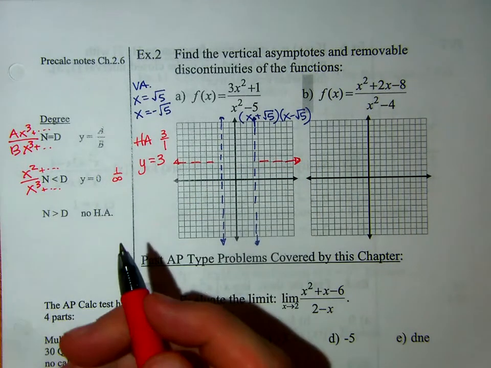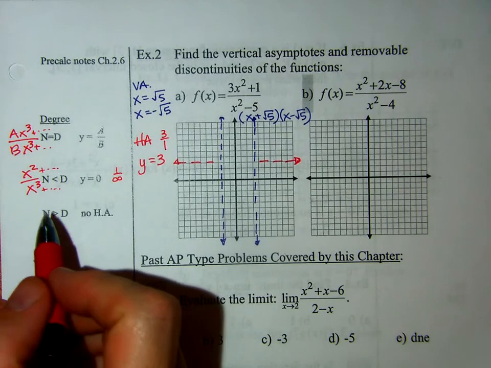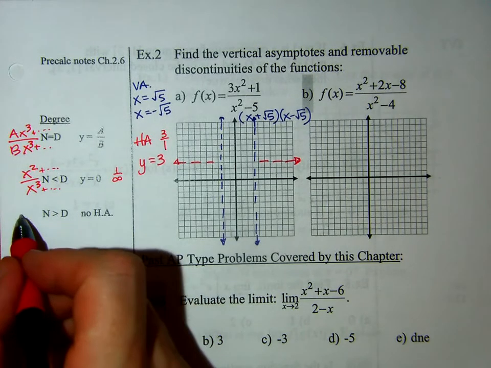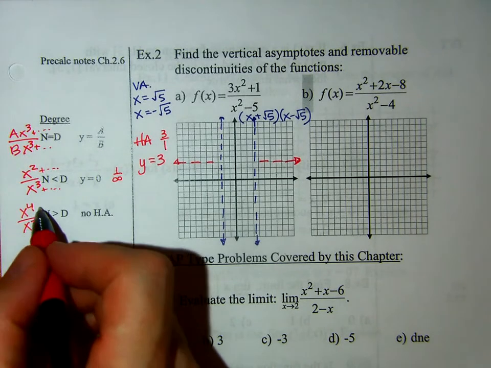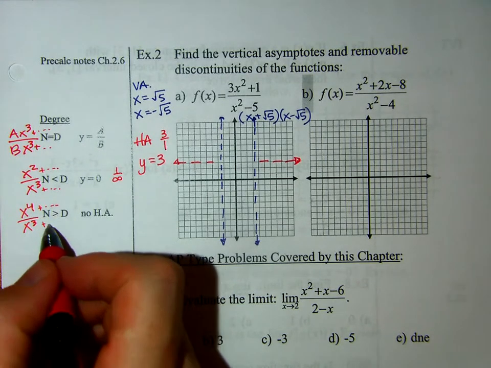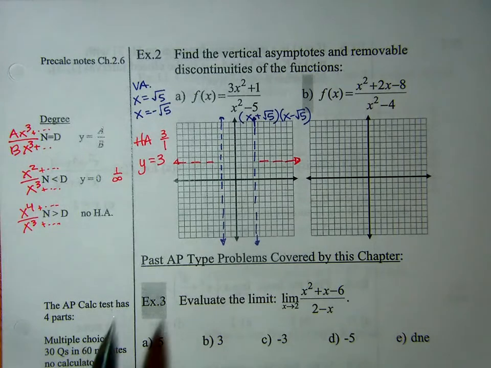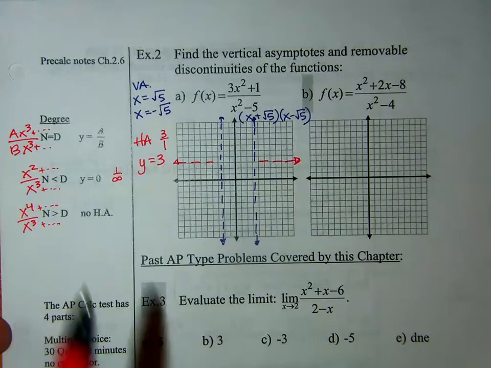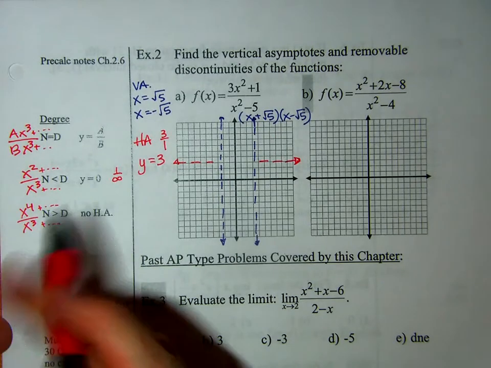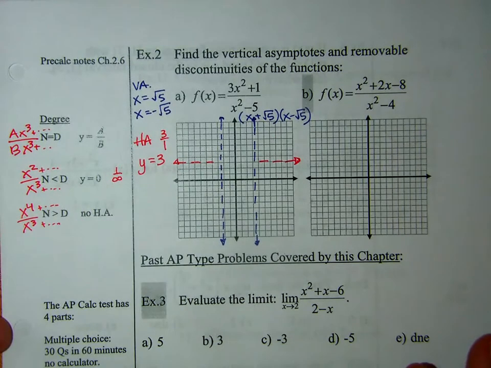Okay. Now here, if the degree of the numerator is larger, like x to the 4th over x cubed, then you don't have a horizontal asymptote. You actually have an oblique asymptote, which would be a slanted line, which we may have one of those later. And you can get different kinds of asymptotes, but it doesn't get brought up very often. Okay. So back to our problem here.